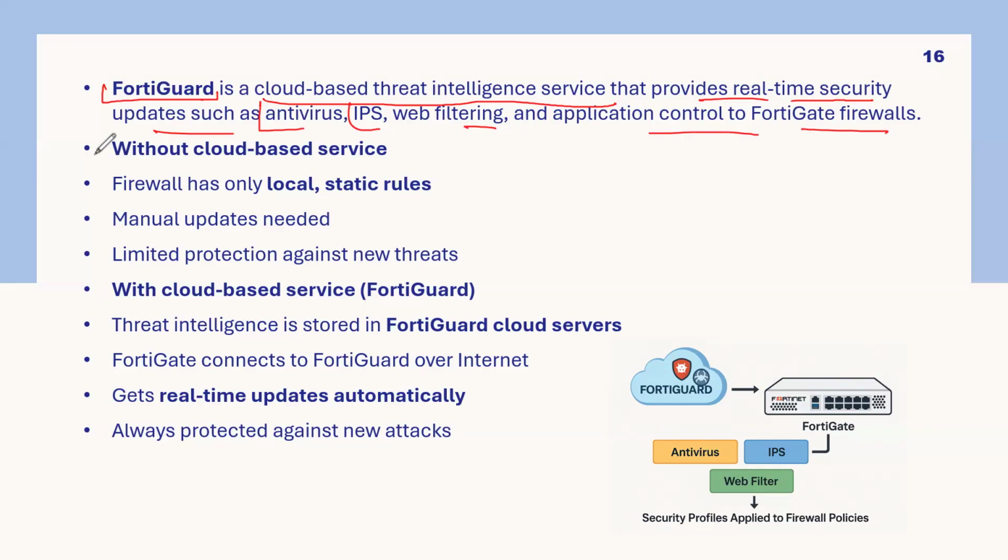Understand here what will happen without and with the cloud-based service. Without a cloud-based service, the firewall has only local and static rules, created by a network admin or security admin, and manually updated. Manual updates are needed. It will provide limited protection against new threats because it is not aware of those new threats. So how will it provide protection against them?